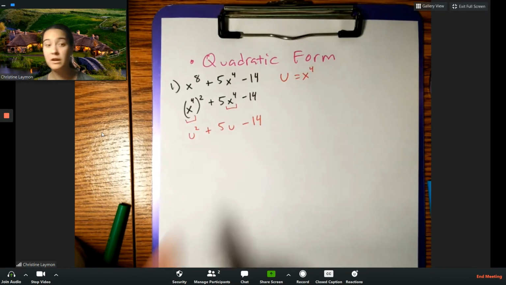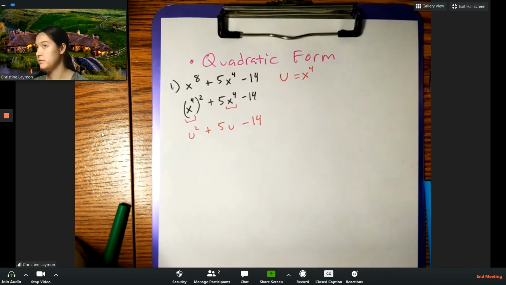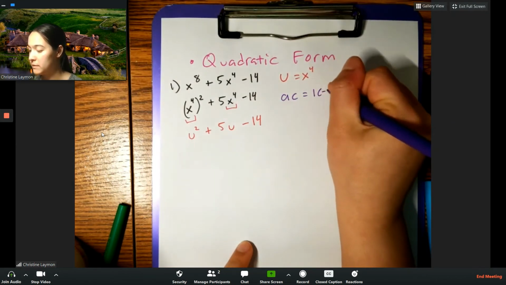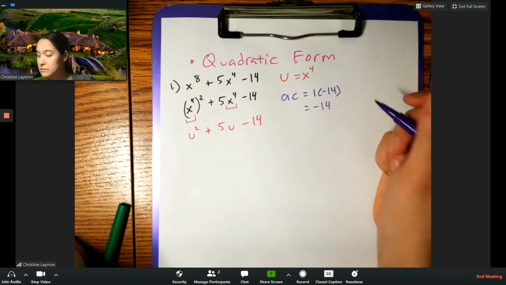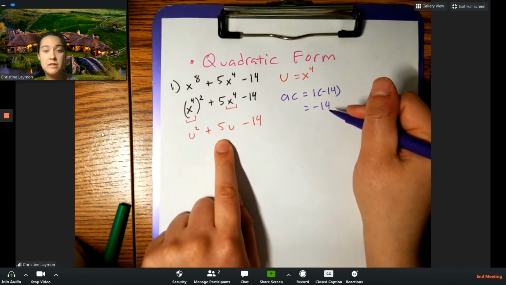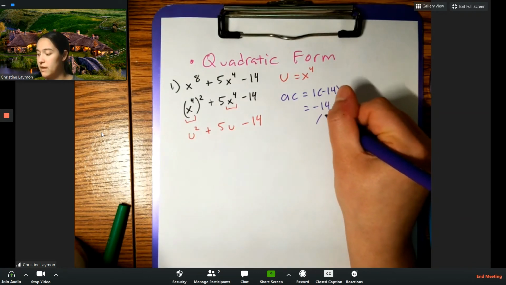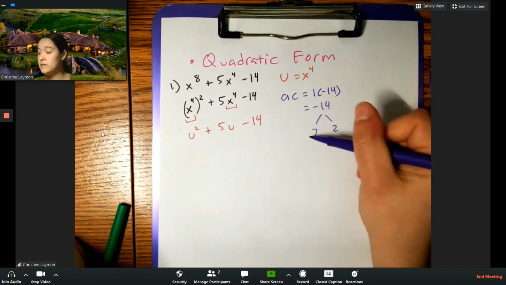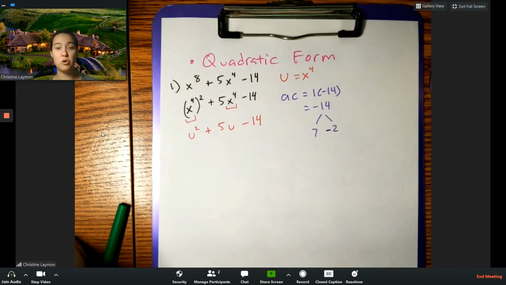Because from here, I know how to factor that. This first term is just 1, so A times C. Actually, let me switch colors here. I know that A times C is 1 times negative 14, which is just negative 14. I need to find two values that multiply to get me negative 14, but sum to get me 5. Well, if I look at that, I know I can use 7 and 2. So I'm going to go ahead and break that down. I'll be using 7 and 2. Notice I have to get a negative, which means one of these has to be negative. Because my goal is to get a positive 5, the negative is going to go on the 2.